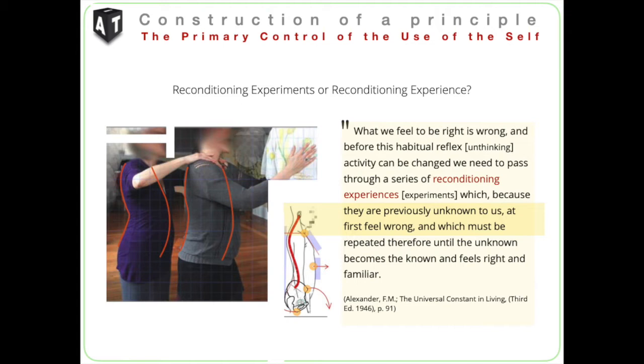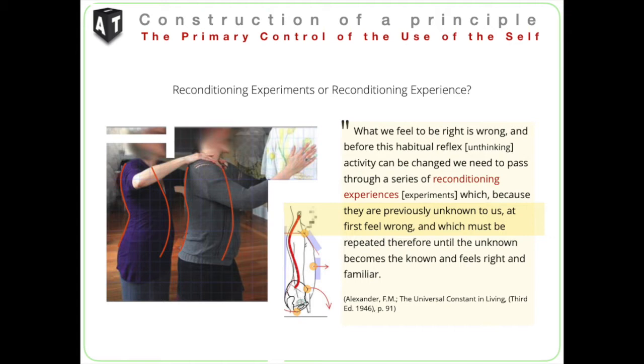So Alexander says, what we feel to be right is wrong. And before this habitual reflex activity can be changed, we need to pass through a series of reconditioning experiences, which, because they are previously unknown to us, at first feel wrong, and which must be repeated, therefore, until the unknown becomes the known and feels right and familiar.